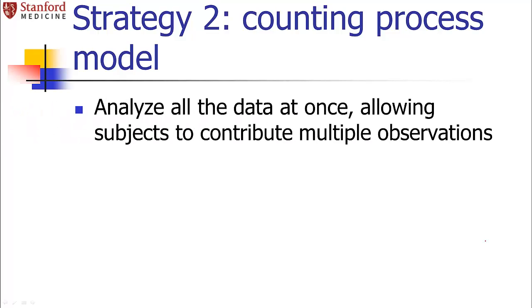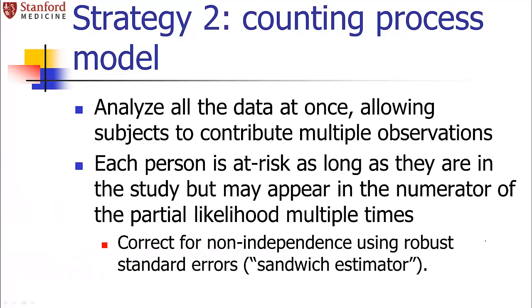That, of course, doesn't in any way use all the data at once. So a strategy that would use all the data at once, that would come up with a single beta rather than multiple betas, the simplest strategy that uses all the data at once, is what's called a counting process model. You allow the subjects to contribute multiple observations in the data. So each person is at risk as long as they're observed in the study, even if they've already had an event.